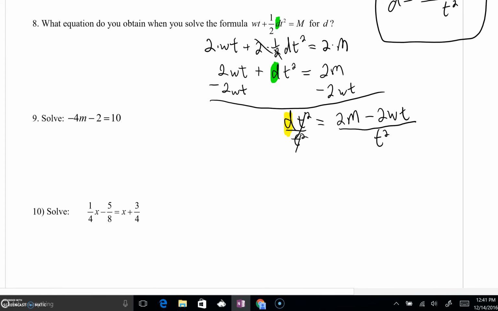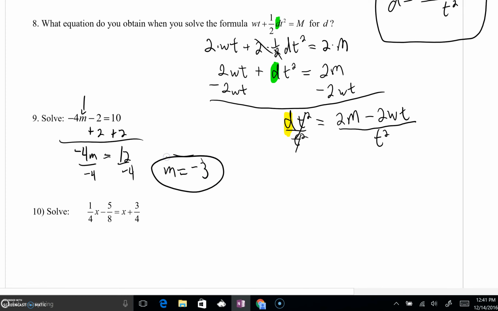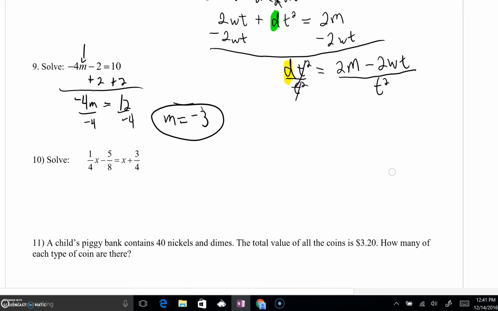Number 9, again, get your m alone. So let's add a 2 to both sides. 10 plus 2 is 12. Divide by a negative 4, and you'll get m is equal to negative 3. And we're done. Now number 10 is quite a bit more involved.